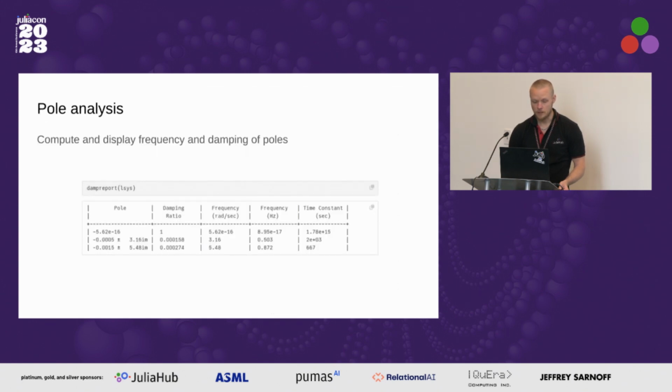We can try to ask about something called a damp report. So control engineers might be interested in this, where we show the different poles, or if they are complex conjugated, we show the pole pairs. They have certain damping ratios and natural frequencies, and they might be associated with time constants.